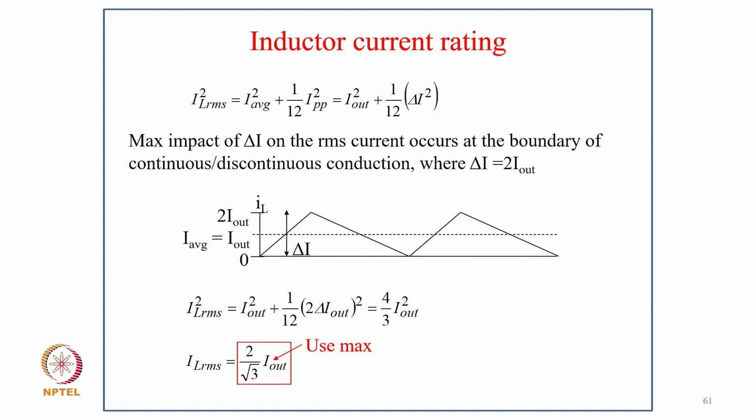So the maximum impact of delta I on the RMS current occurs at the boundary of continuous and discontinuous conduction, where delta I equals 2 I out, as you can see in the waveform. Then I RMS square equals I out square plus 1 upon 12 into (2 I out) square, which equals 4 by 3 I out square, or I RMS equals 2 by root 3 into I out.